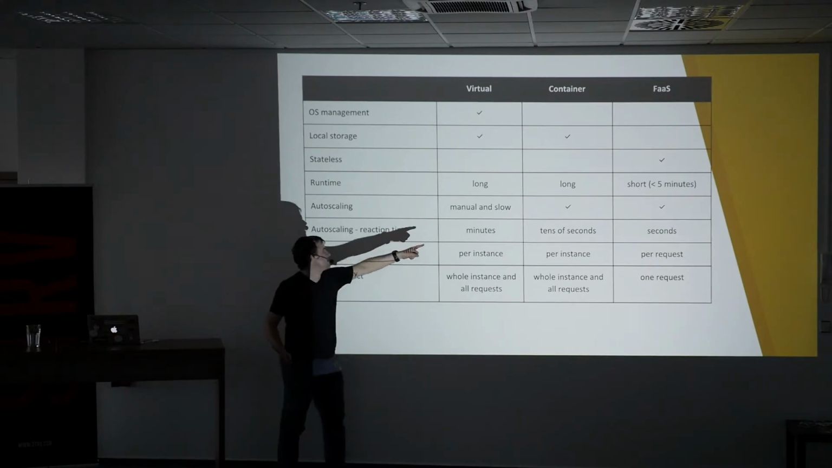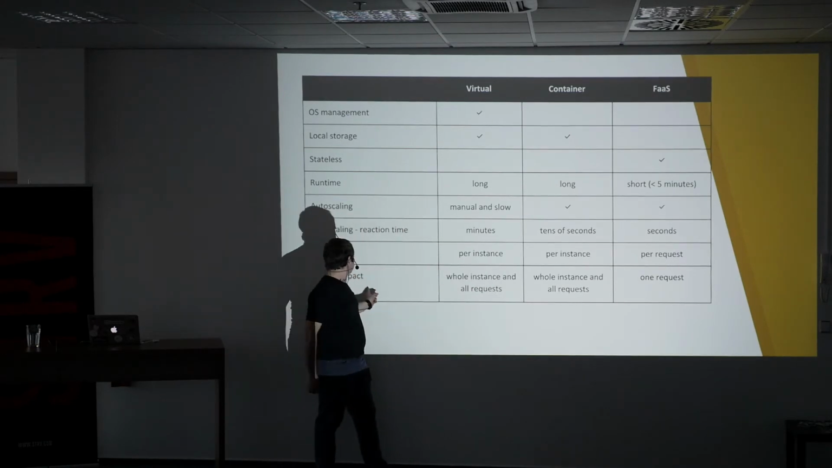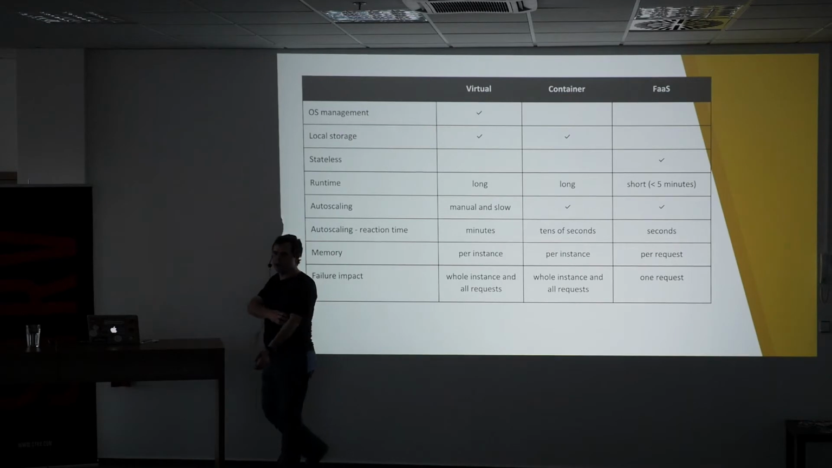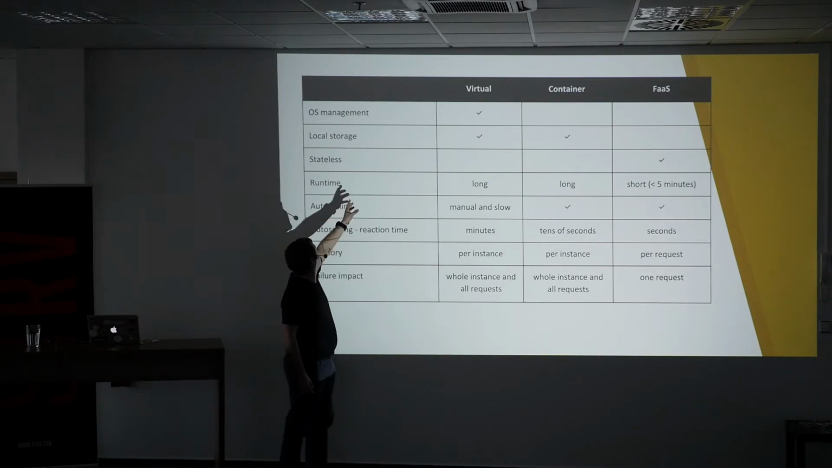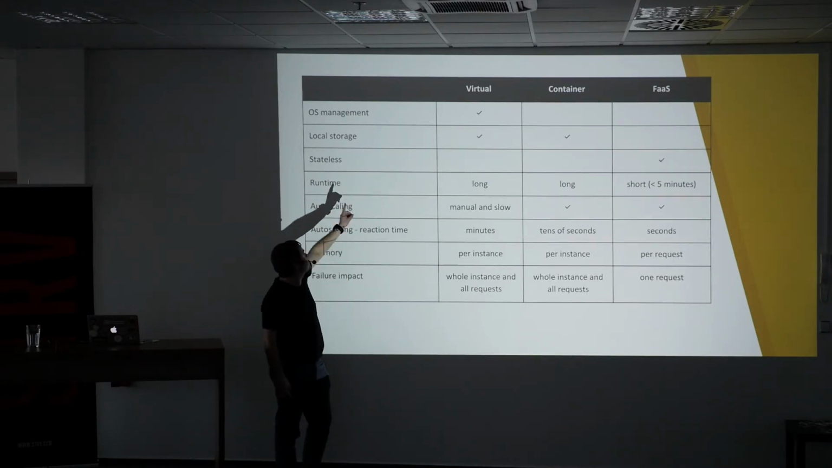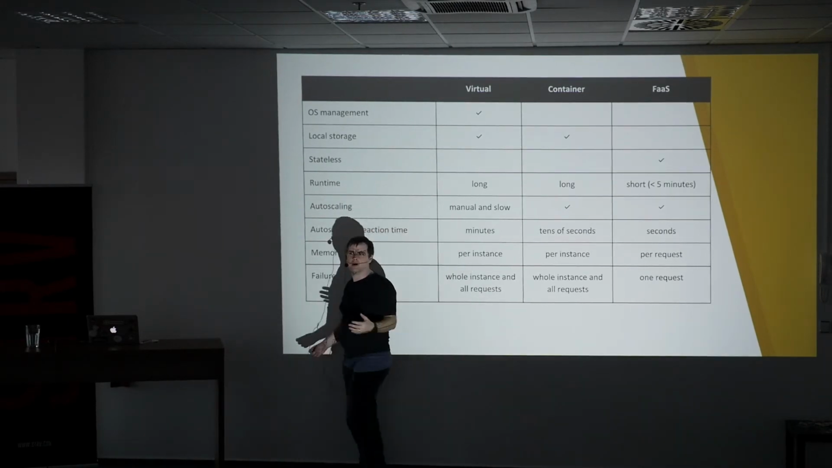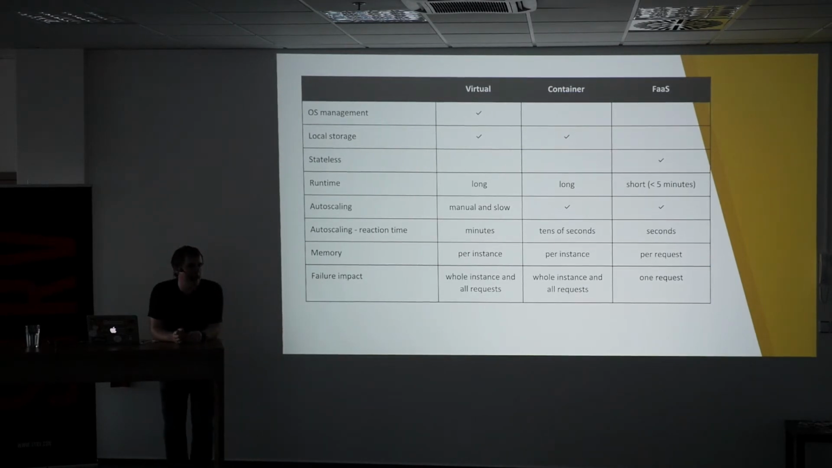So autoscaling is tens of seconds. Memory is still per instance, and an error takes down the whole instance of the Docker. And in the case of function as a service, you don't take care about the operating system, you don't take care about local storage. It's stateless. Usually the runtime is very short. For example, Lambda has a limit of 5 minutes.